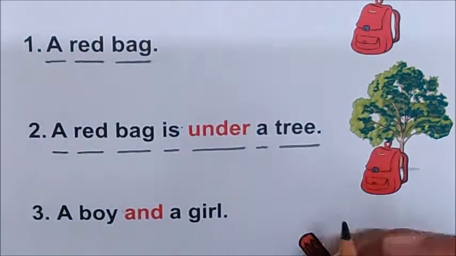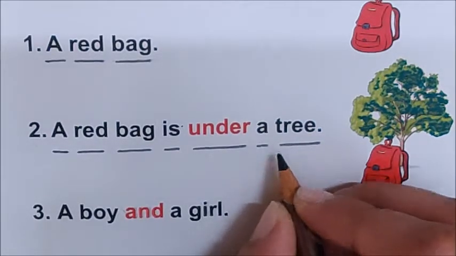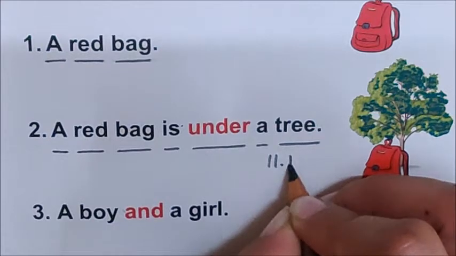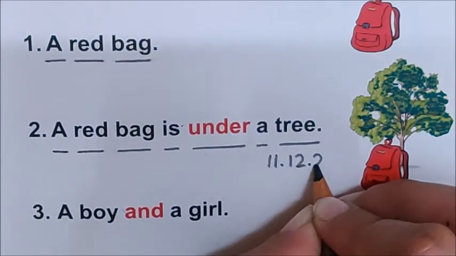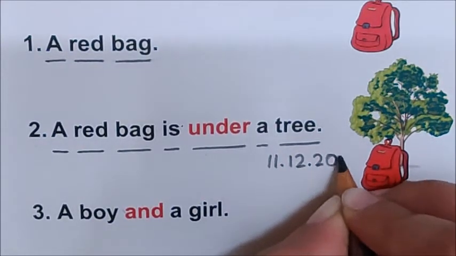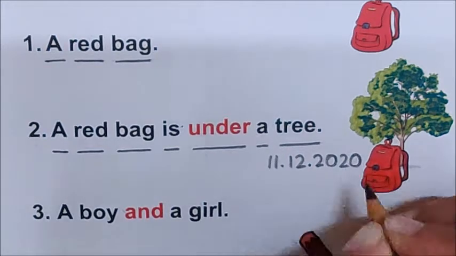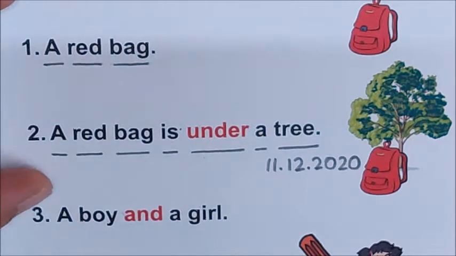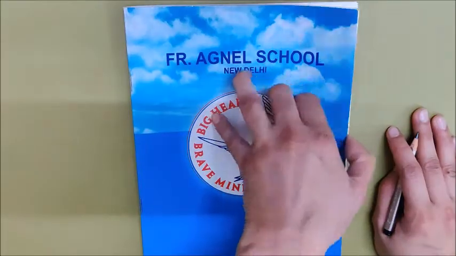So below sentence 2, write down today's date. Today is December 11. 11 dot 12 dot 20. Now take your English notebook. We will write these two sentences in our English notebook. Open a double page.